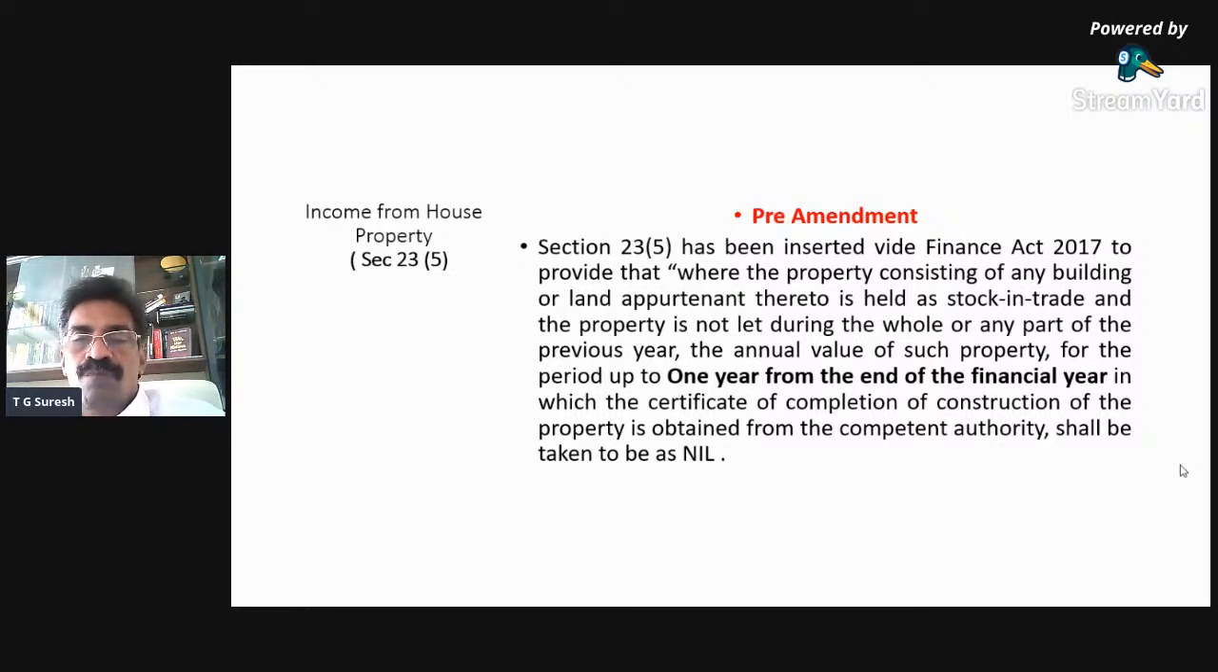They brought this point. Suppose I get the project completion, say now, which is in the month of May 2020. So the end of the financial year is 31st March 2021. 1 year from that date is 31st March 2022. So the 1 year is counted from the end of the financial year.